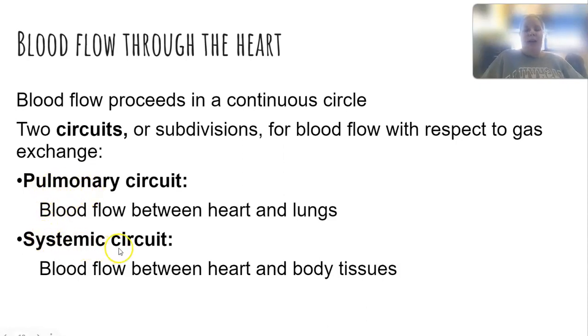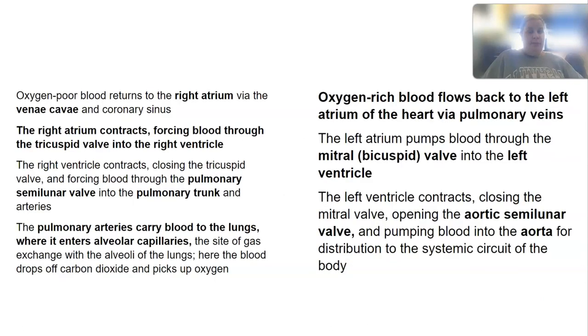And then you have the systemic circuit, which is the blood flow between your heart and your body tissues. So it stops at the pulmonary circuit first to get all that oxygen and to drop off carbon dioxide. And then it goes between your heart and your body tissues to make sure all your organs have oxygen.